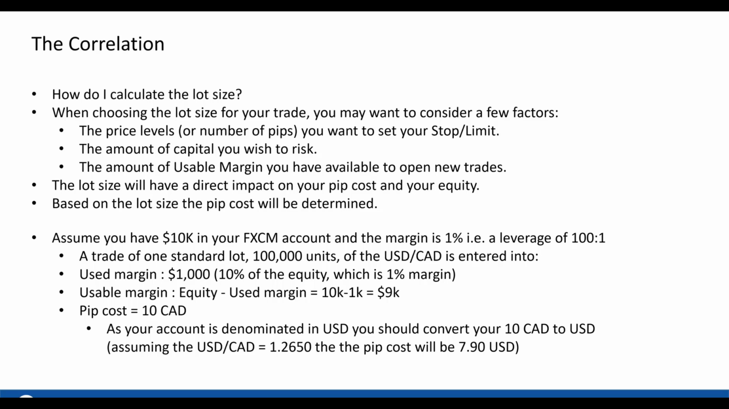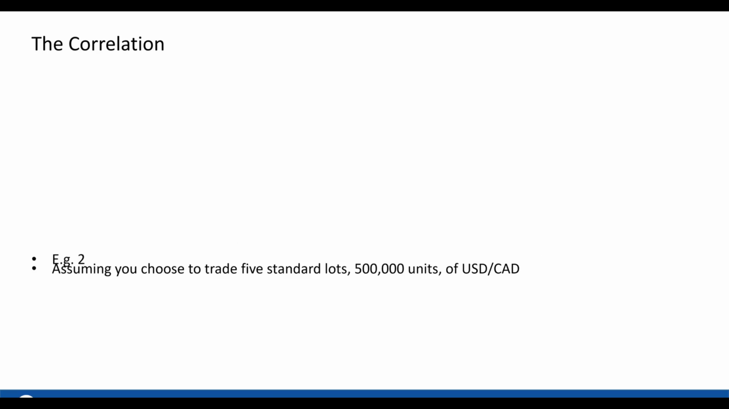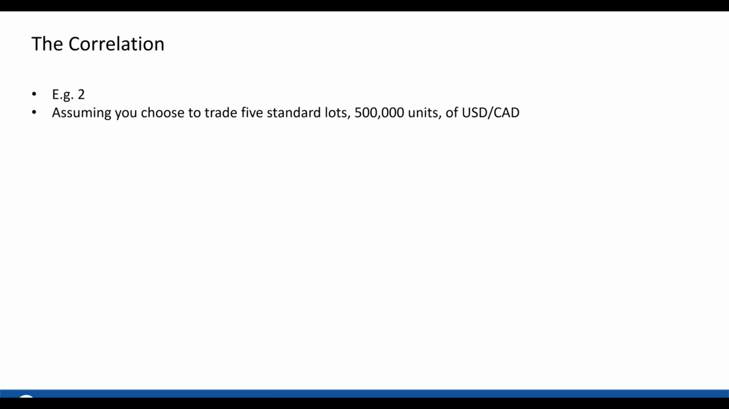Let's take a look at a second example. In this example, we are assuming you choose to trade 5 standard lots, or 500,000 units of US dollar Canadian dollar. Now, in this case, the used margin is $5,000 or 50% of the equity in your trading account. But it's still only 1% margin because it's 1% of the total 500,000 units.